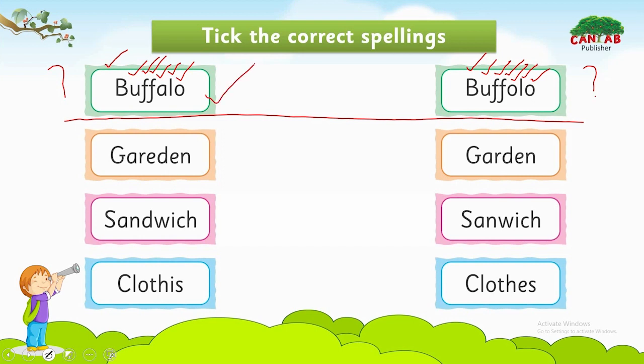The next one is G-A-R-E-D-E-N and G-E-R-D-E-N. So what is the sound? It is sounding like garden. And this one? So which one is the right answer? Yes, the first one, garden, is the right answer.